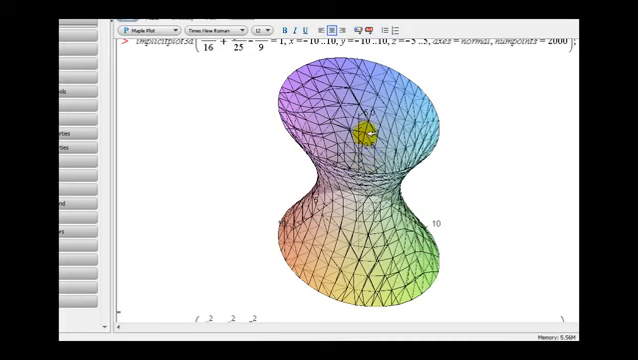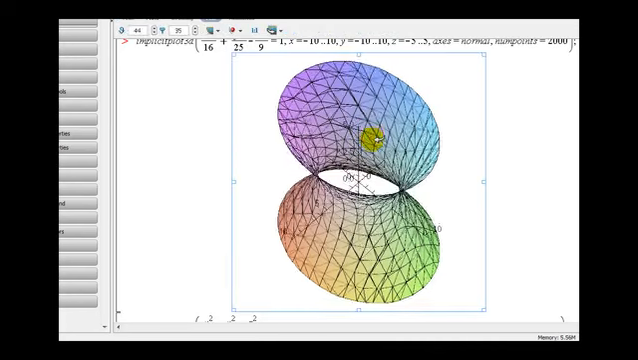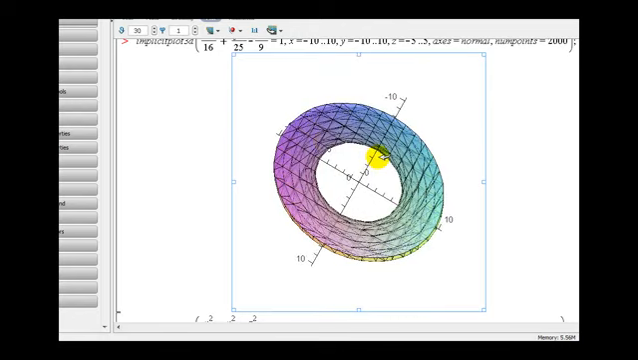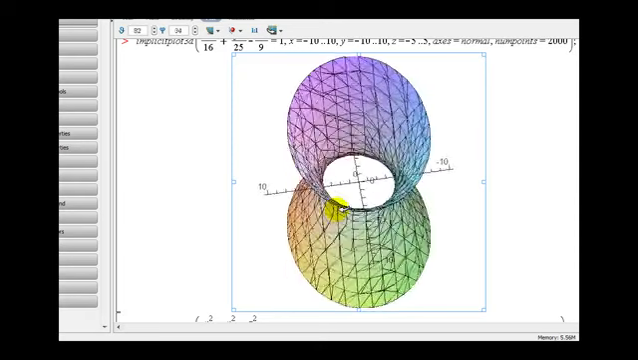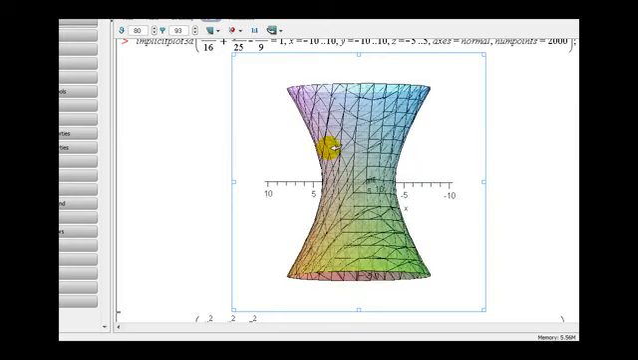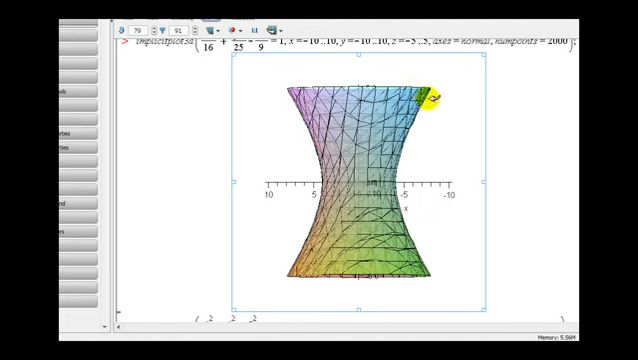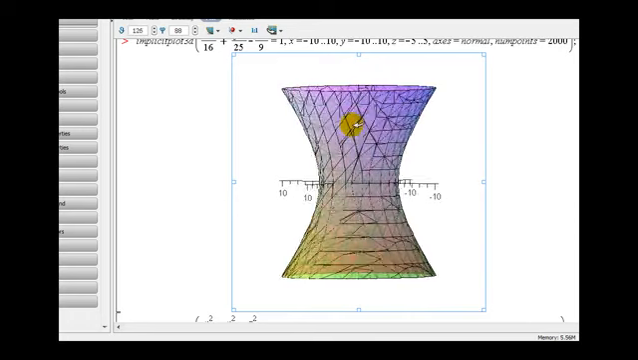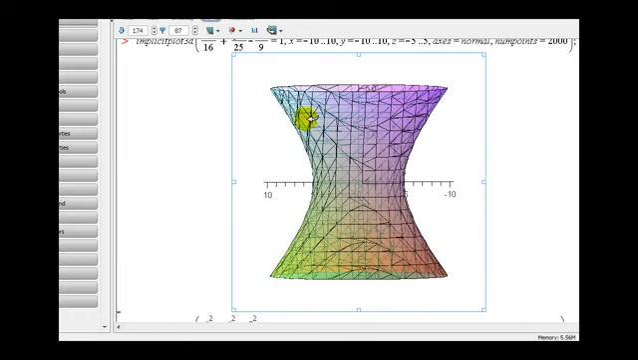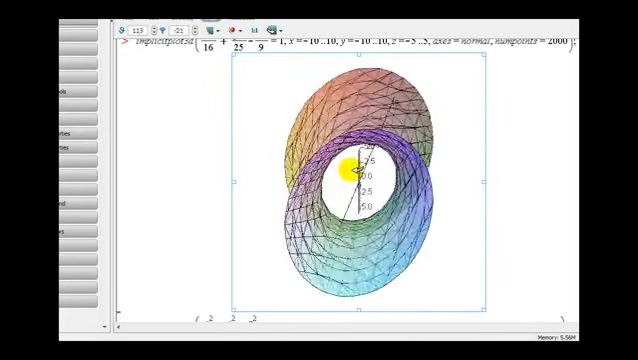Again, if we take a look at just the XY plane, we can see the elliptical trace here. If we take a look at just the XZ plane, it would look like this. Again, you can see the hyperbola opening left and right. And then if we take a look at the YZ plane here, again you can see the hyperbola opening left and right along the y-axis this time. This is the hyperboloid of one sheet.